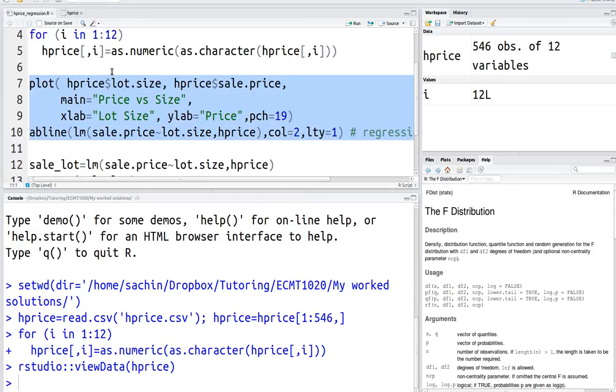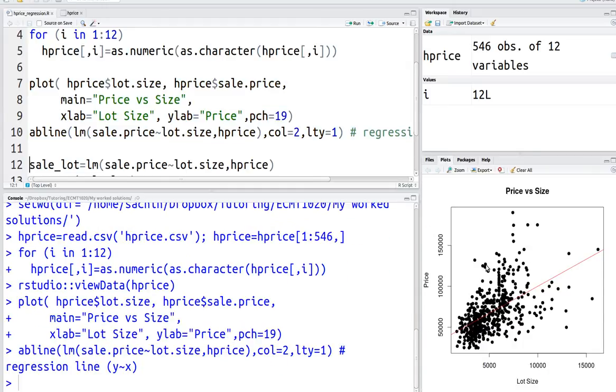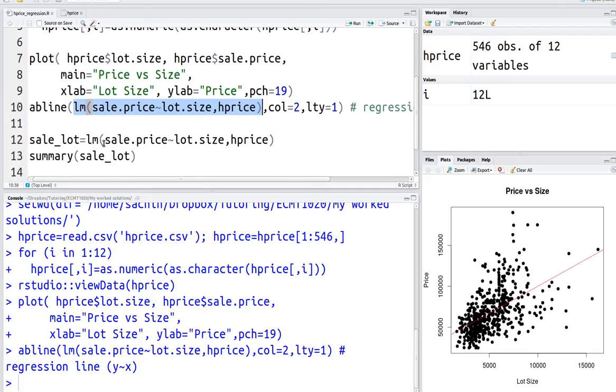So plot the lot size against the sale price, okay? And again, if you really want to know the R commands, main means the title, xlab means x label, so the x axis label, in this case it's lot size, and the y label will be price. This PCH thing is just coloring in the dots so that I will get real dark black dots. And this ab line will draw a line in that plot, and the line happens to be a linear regression model. LM stands for linear regression model. Okay, so that's still not what we're after.